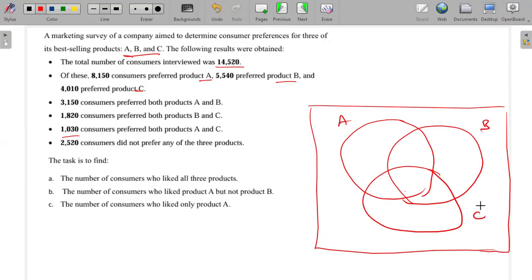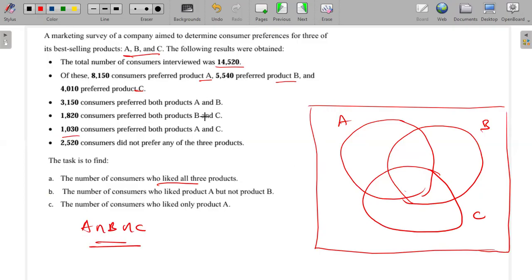So the first question is telling us to find consumers who liked all the three products. In short, the intersection of these sets. So in short, they want A intersect B intersect C. That's what they want us to find.